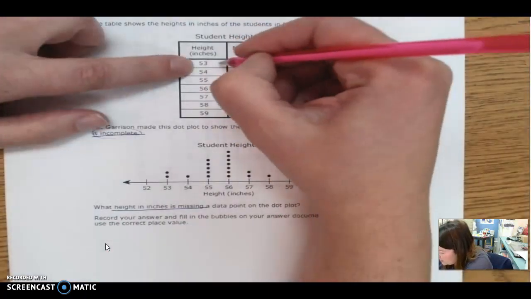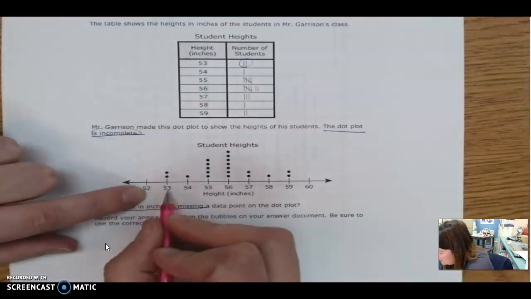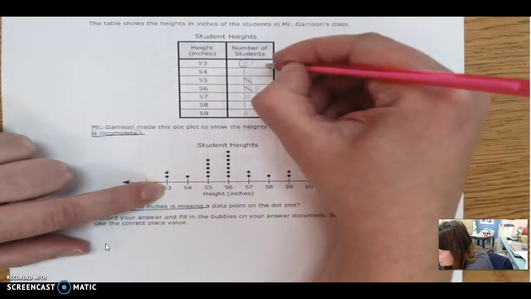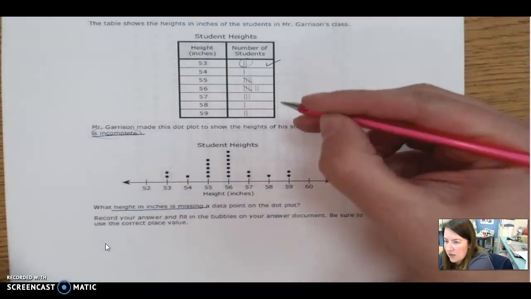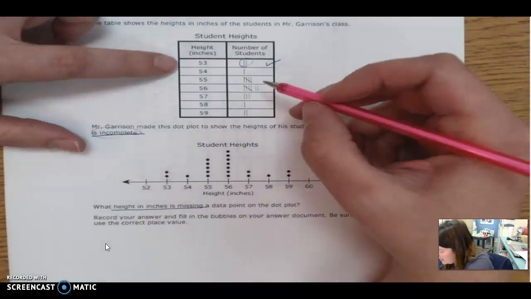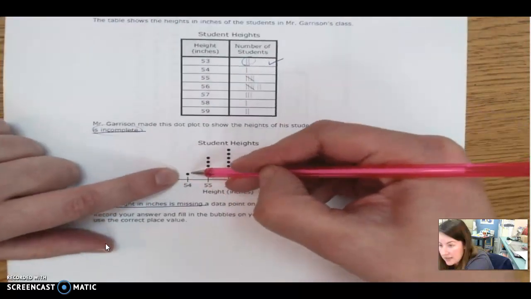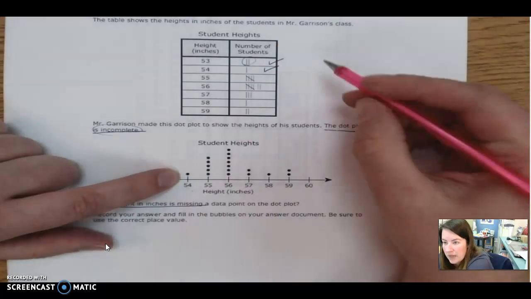So 53 inches, there should be 2 kids. So down here, 53 inches, there are 2 kids. That one's good. I'm going to put a check mark next to it. I'm going to mark things as I go along so I don't get confused. Okay, next one, 54 inches, there should be 1 kid. 54 inches, there is 1 kid. Okay, that one's good. Keep going.